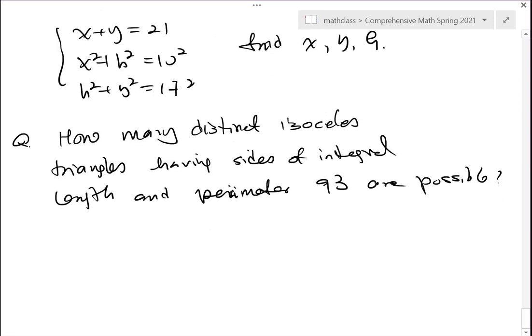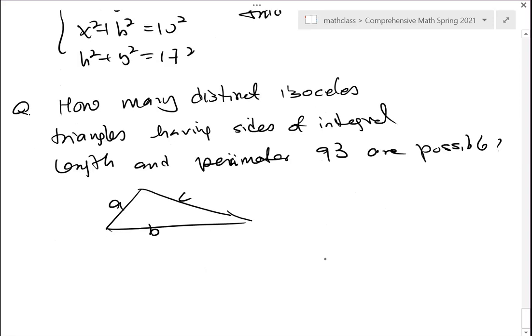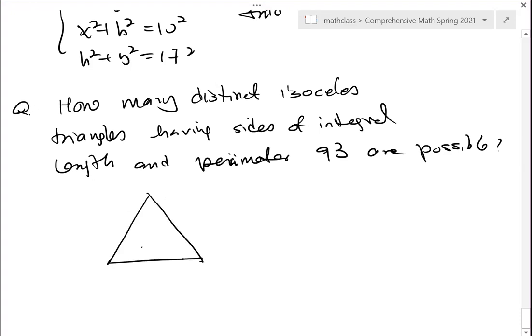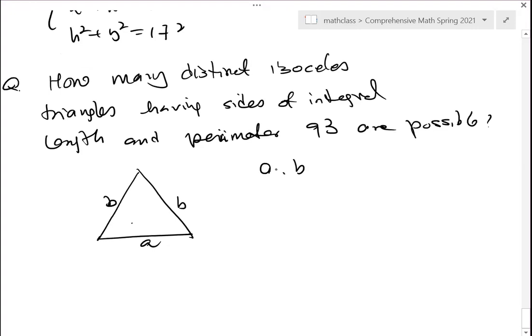Okay. So you have a triangle, right? And here's A and B and C. Now actually it's an isosceles triangle, right? So you draw the line, and this side here's B and B, okay? So A, B are integers, okay? And A plus 2B equals 93, okay? So that's it.